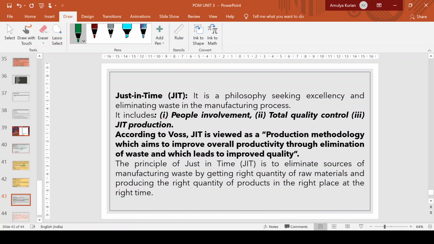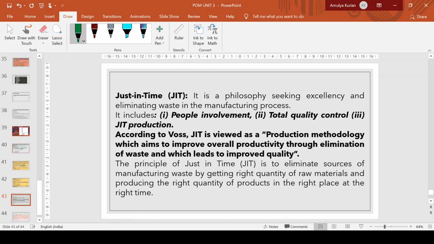Okay, it is a principle wherein it is easy to eliminate sources of manufacturing waste by getting the right quantity of raw materials and producing the right quantity of products at the right place at the right time. Okay, so that's a philosophy which involves three things. People involvement is there, total quality control is there, and just in time production is there.